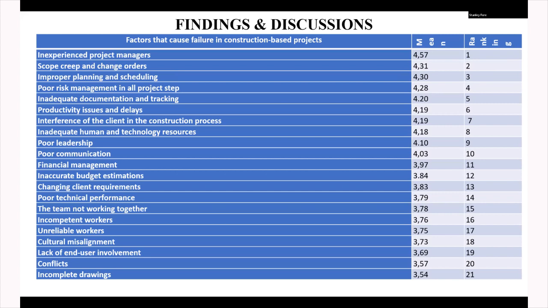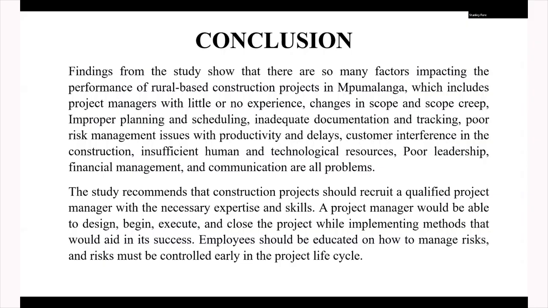So the findings in terms of the factors that cause failure were ranked, and these were as follows: inexperience, scope creep, improper planning and scheduling, poor risk management during the course of the project, productivity issues and delays in terms of supply of materials, interference of the client in the construction process, inadequate human technology and resources, poor leadership on the part of the project itself, poor communication skills, financial challenges, and the issue of changing budgets and inaccurate estimation at the beginning of the project, and also the issue of the team not working together and the incompetence of the workers.